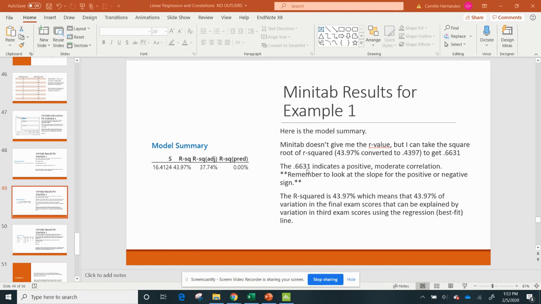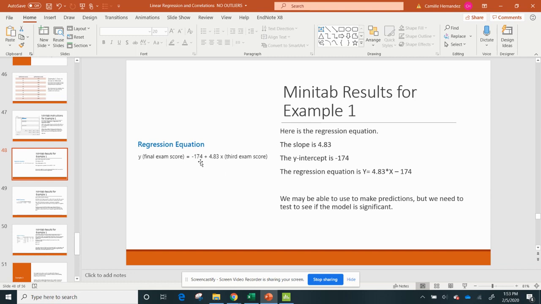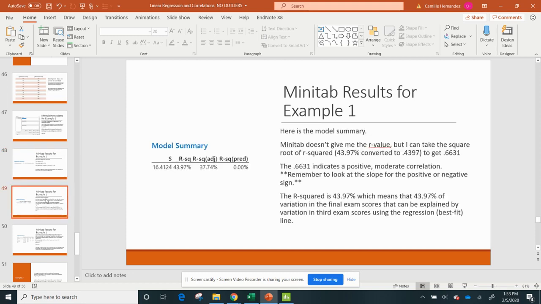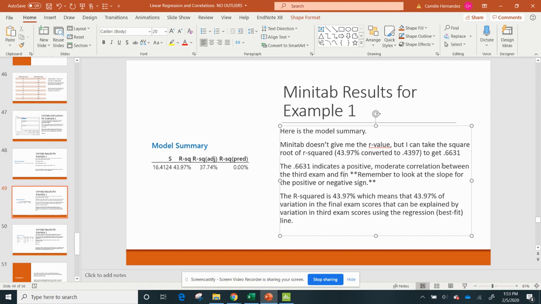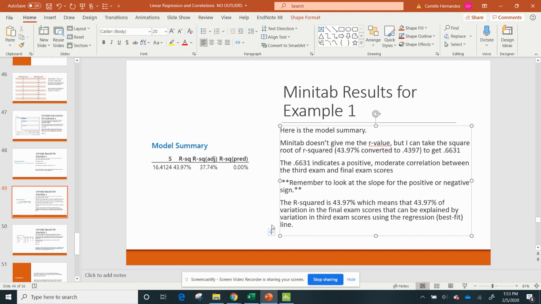I know it's positive because my slope was positive. If I go back to my regression line, you see my slope is a positive 4.83. Remember, your R value and your slope have to be the same sign. So for that 0.6631, I could say there's a positive moderate correlation between the third exam and the final exam scores. That's how I would word those two. I need to keep going now.